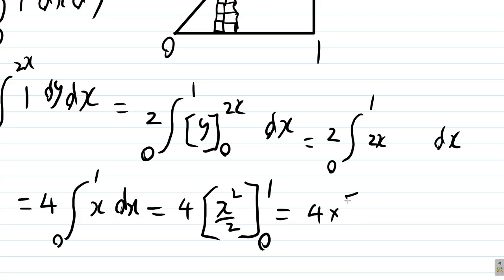Alright, so you can still use square brackets. 1 squared over 2, which is half, minus 0 squared over 2, which is 0. So it's 4 by half. Half of 4 is what? 2. So we got back the 2.